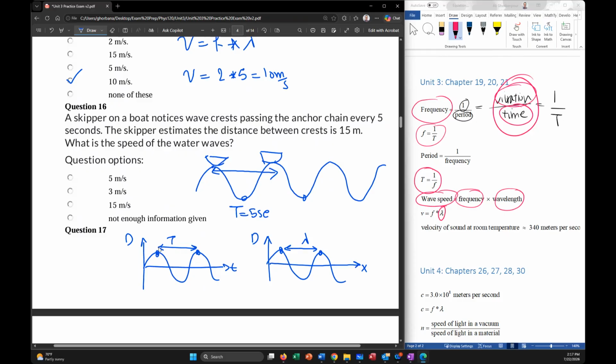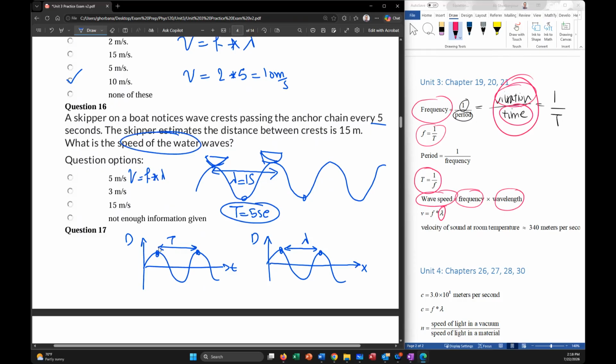So here it's telling us that from one crest to another takes 5 seconds, so the period is 5 seconds. And the skipper estimates the distance between two crests, which is lambda, 15. Calculate the wave speed. What is the wave speed? Again, frequency multiplied by lambda.